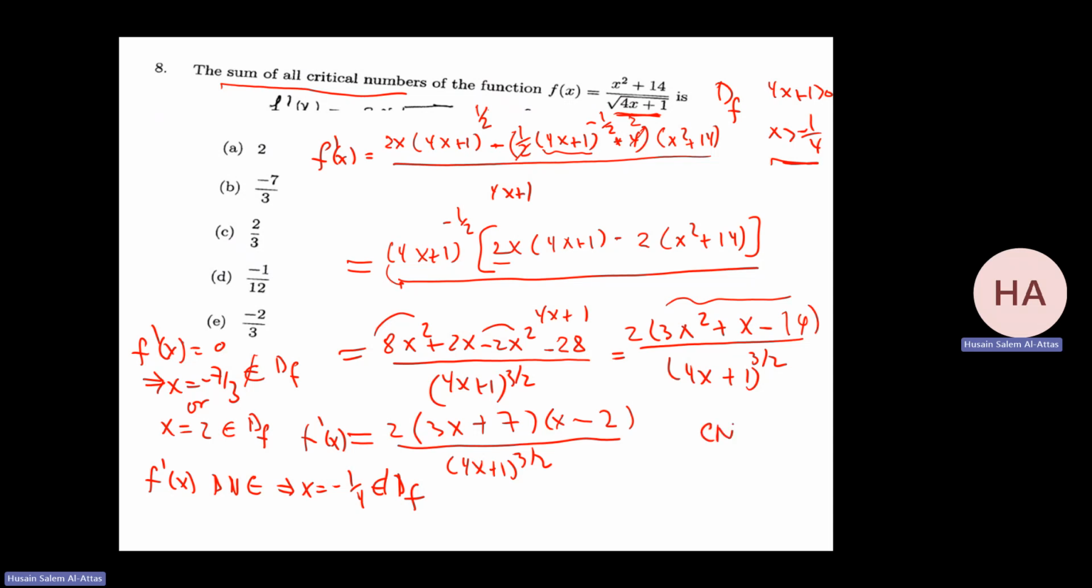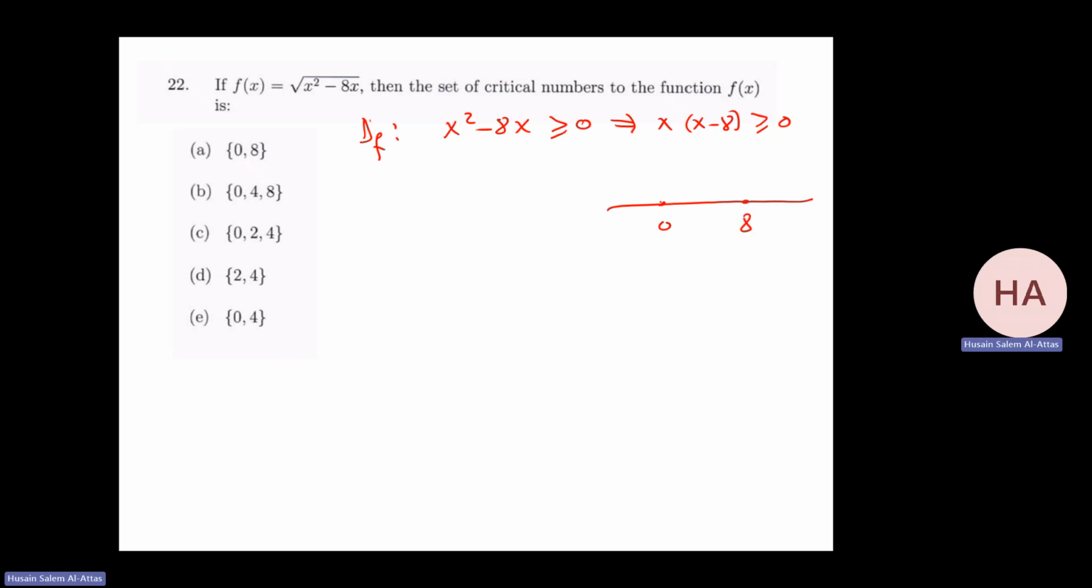So what are the critical numbers? Actually, we have only one, which is x equals 2. So what is the sum? The sum of only one value will be 2. So this is the answer. He said the sum, but actually you have only one critical number in the set of critical numbers of this function.